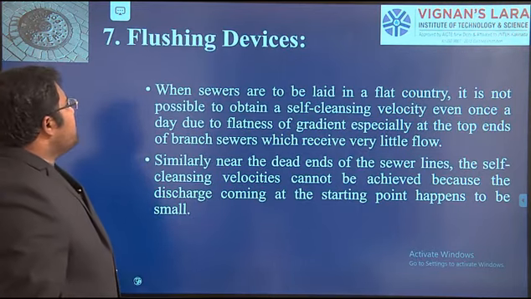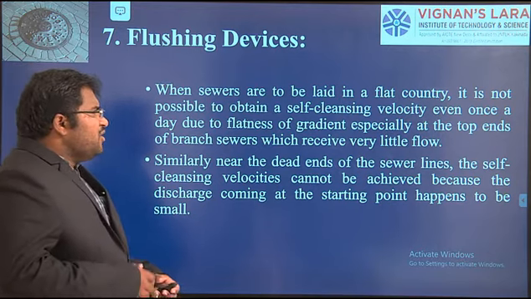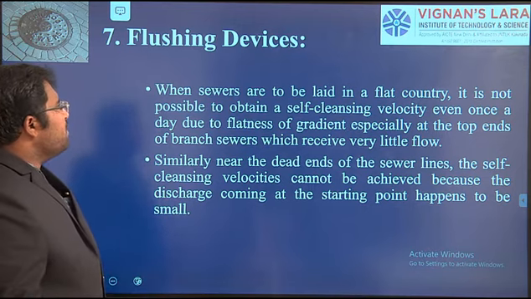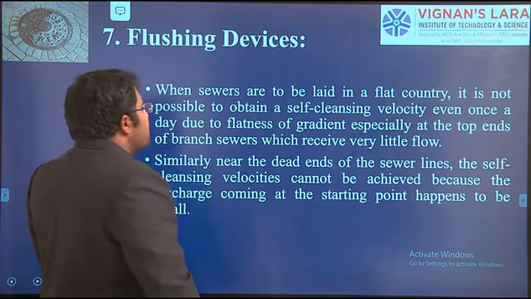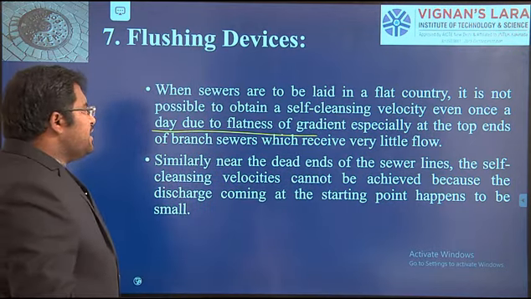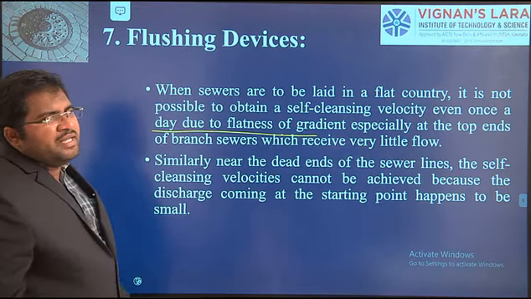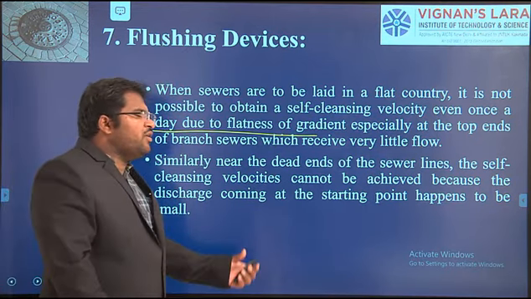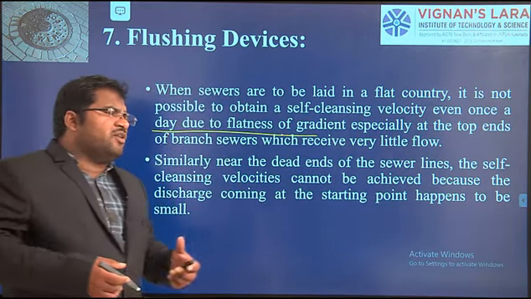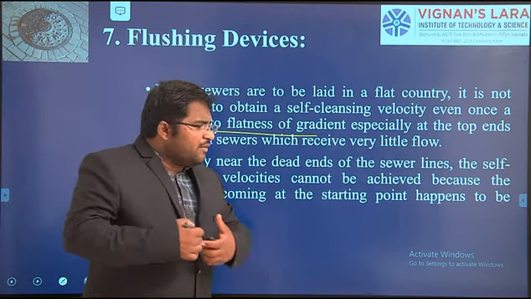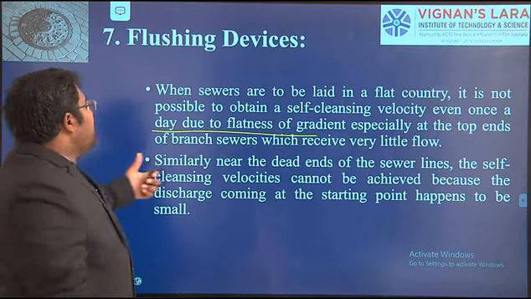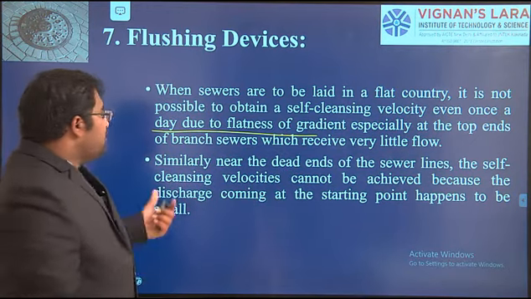Next, the seventh one, that is the flushing device. So the flushing device will be used to flush out the obstruction which is laid at a particular place. It is not possible to obtain a self-cleaning velocity even once a day due to flatness of the gradient, especially at the top ends of the branch sewers, which may receive very little flow. During the little flow, we are not going to maintain the self-cleaning velocity. To improve it, we flush some water so that the velocity of water will increase and there is no settlement of particles. To make that happen, we have to provide flushing devices.